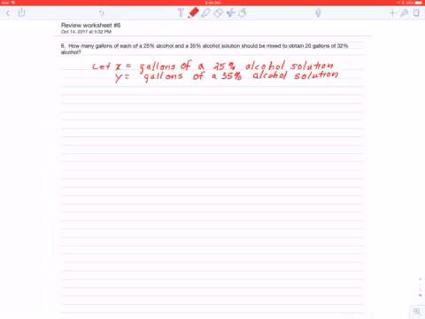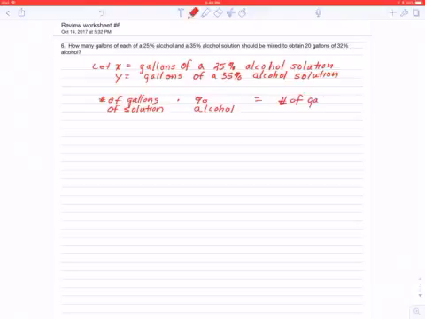So I'm going to set this up in a table. Take the number of gallons of the solution times the percent alcohol would equal the number of gallons of pure alcohol.